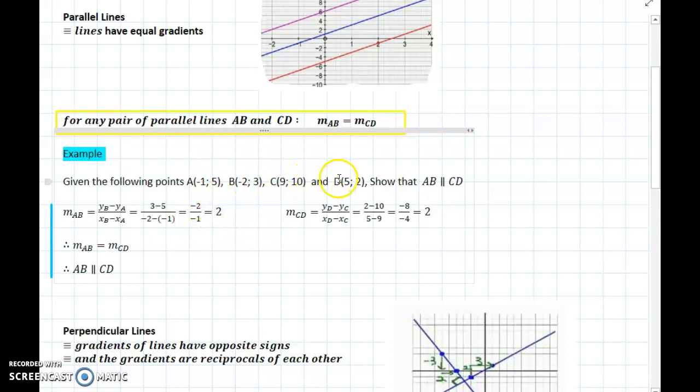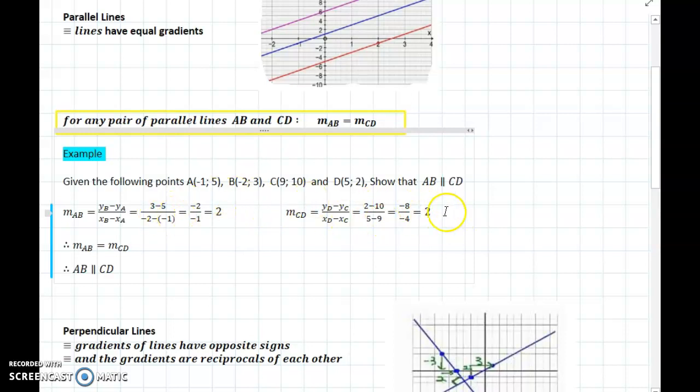Let's work out the gradient of the line CD. Again, there's my formula, the change in the y values over the corresponding change in the x values. So I start with yD, 2 minus 10, over xD, 5 minus 9. So 2 minus 10 is negative 8, and 5 minus 9 is negative 4. Negative divided by negative is a positive. 8 divided by 4 is 2.